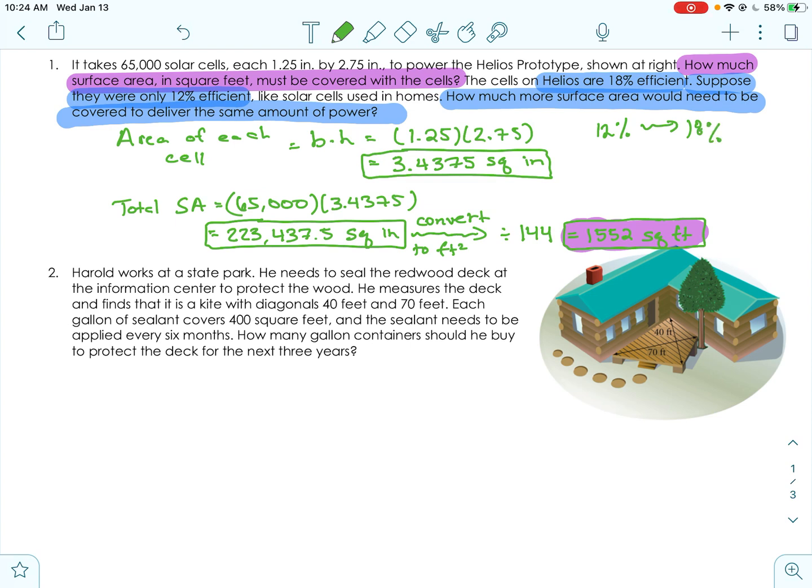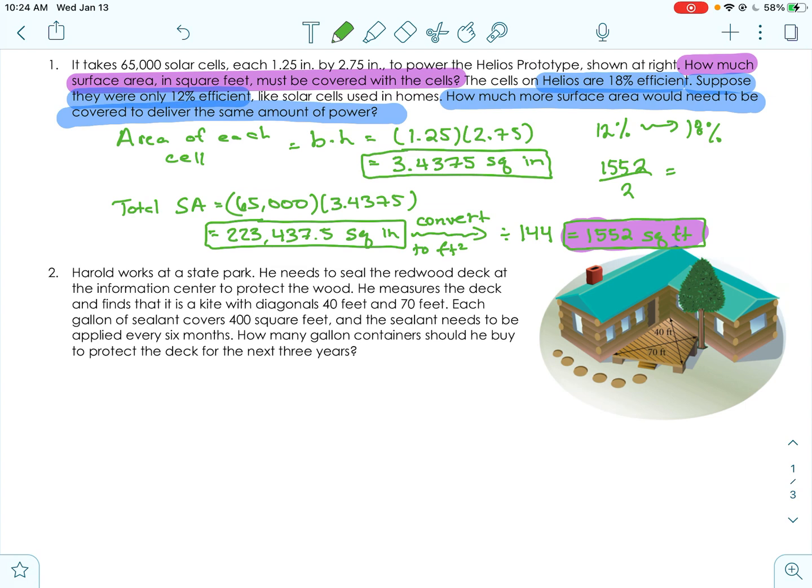The increase from 12% to 18% is a 50% increase. How do we know that? Because 50% of 12 is 6, so it's a 6% increase to 18%. So we need to have a 50% increase in energy produced. Therefore, we need to have 50% more square footage. To figure that out, we would take 1,502 and add 50% of that square footage on, so we would divide by 2.